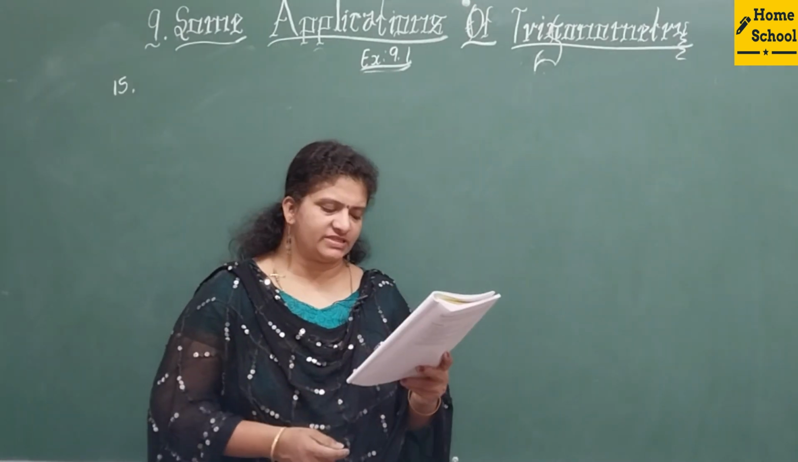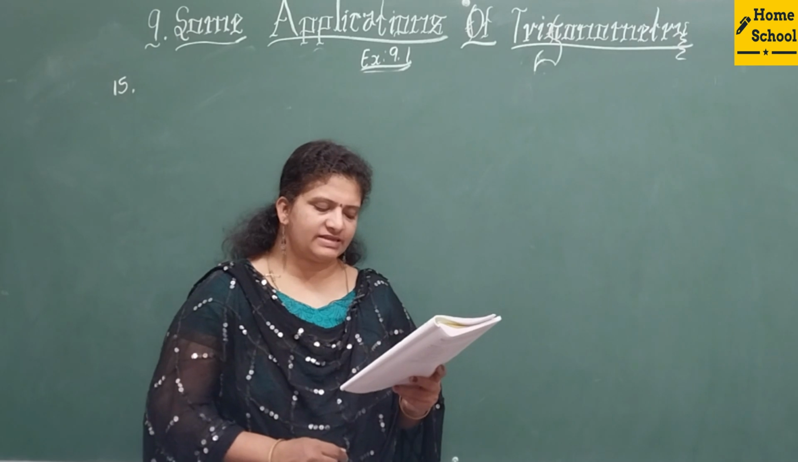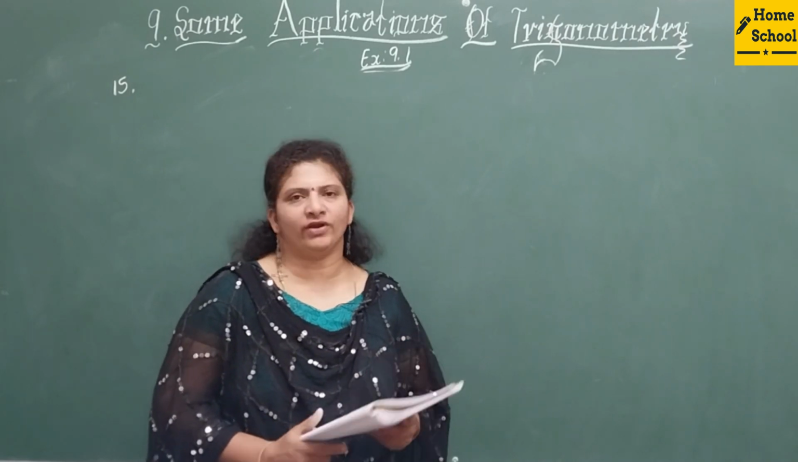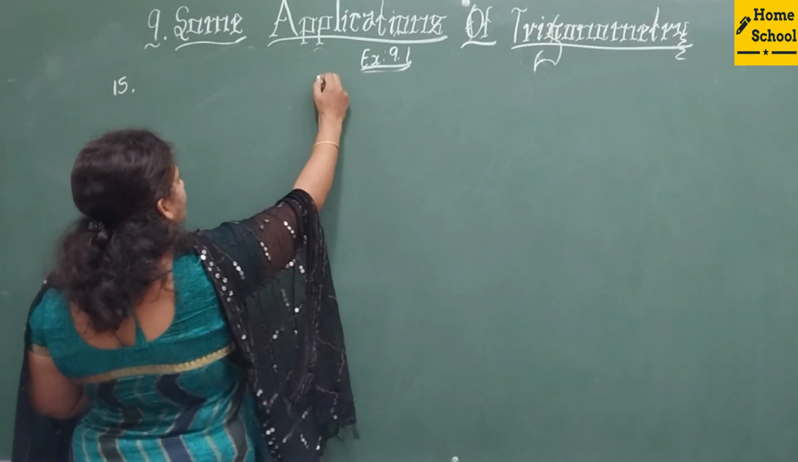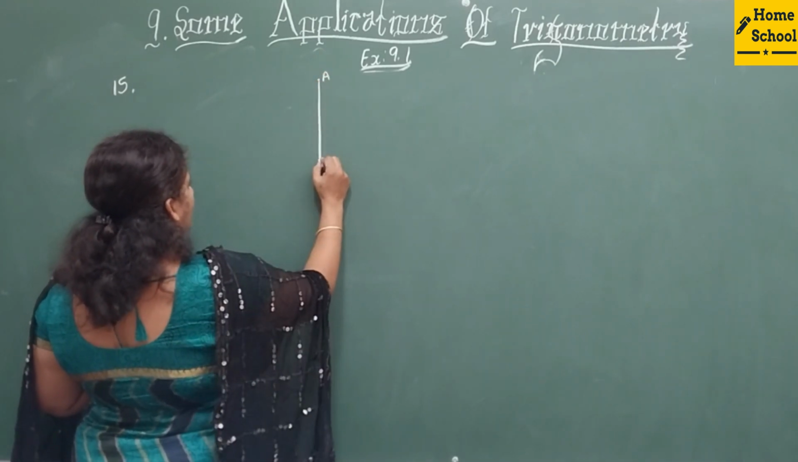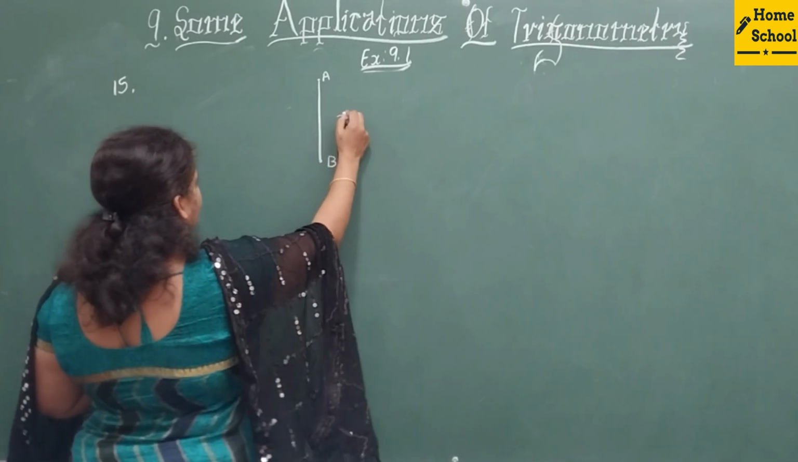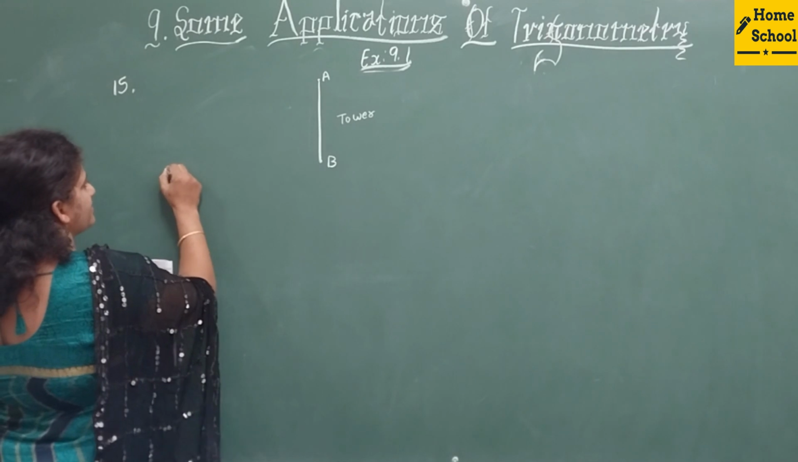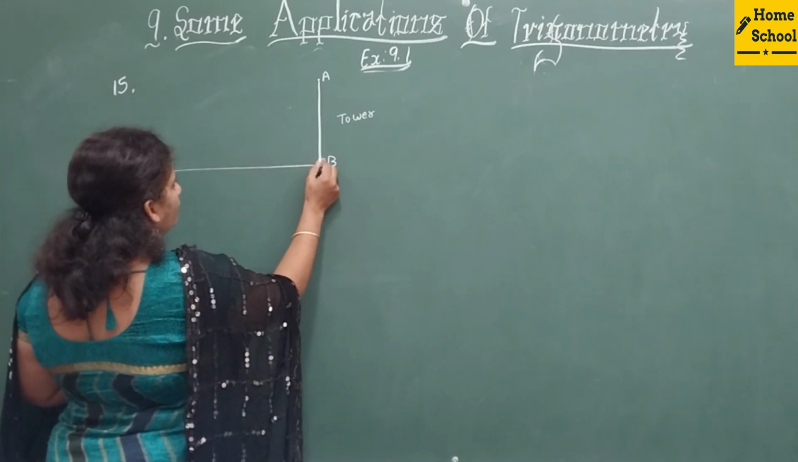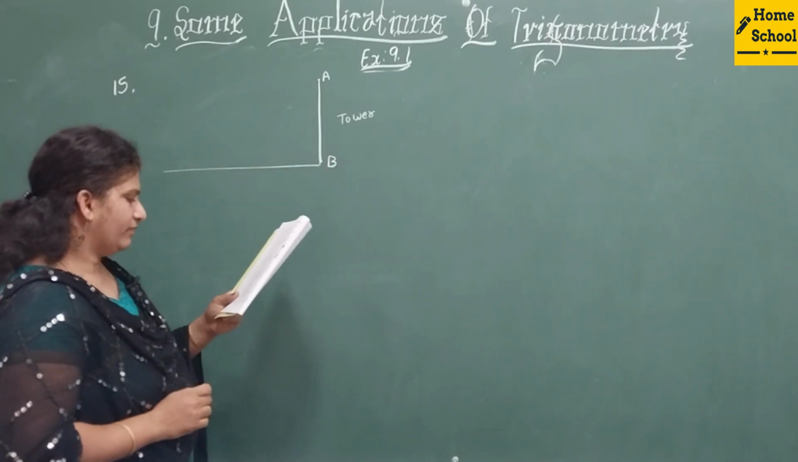Last problem from this chapter, 15th one. A straight highway leads to the foot of a tower. Okay, let me draw a tower. Let this be A, B be the height of the tower. A straight highway. So imagine this is a straight highway leading to the foot of the tower.